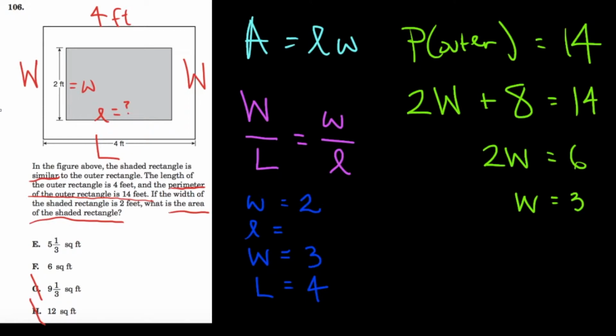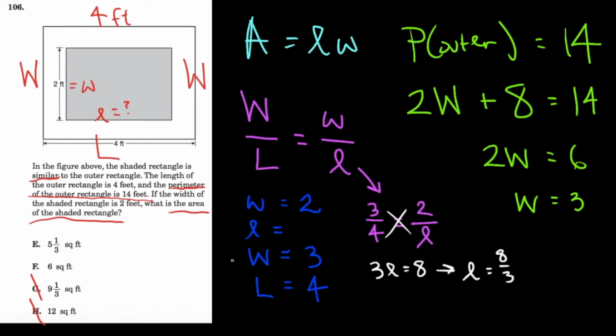And now we have enough information to solve for little l using our ratio. Big W over big L, that would be 3 over 4, and that's equal to little w over little l. Little w is 2, and we're solving for little l. At this point, we have fraction equals fraction, so why don't we cross multiply? We would have 3 times little l equals 4 times 2, and that's 8. Dividing by 3 gives us little l equals 8/3. So okay, we're almost there. We got 8/3 for little l.